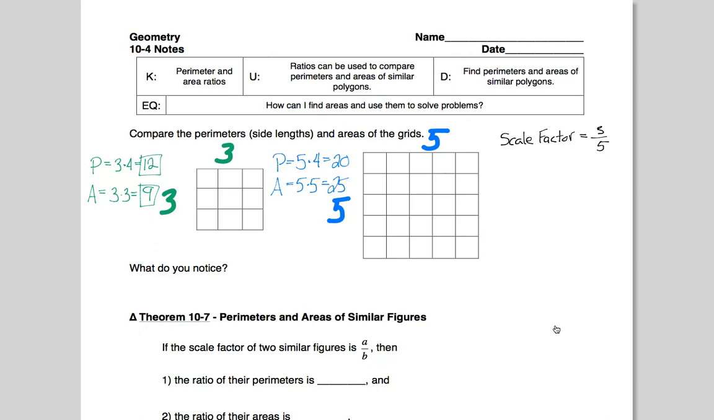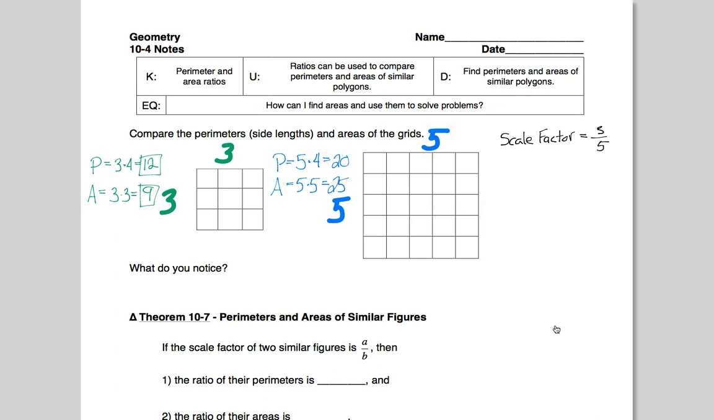Now, if I took a square and I doubled its size, you might suspect that the perimeter and the area would both double. Or if I quadrupled it, or if the square got 10 times bigger, you might assume that the perimeter gets 10 times bigger and the area gets 10 times bigger. One of those assumptions would be correct.